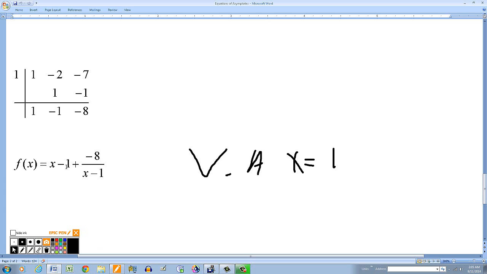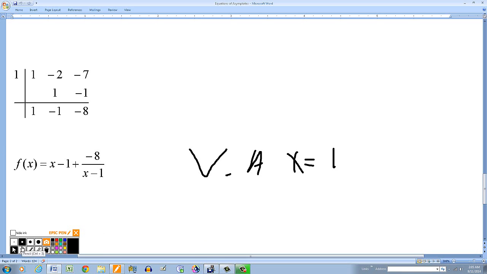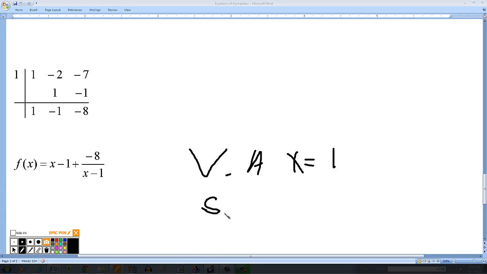So this would tell me then that as x goes to infinity or negative infinity, the graph approaches the line x minus 1. So this would tell me that the slant, or also called oblique asymptote, is y equal to x minus 1. So basically what you want to know is, if the degree of the numerator is 1 more than the degree of the denominator, you're going to have an oblique or slant asymptote.